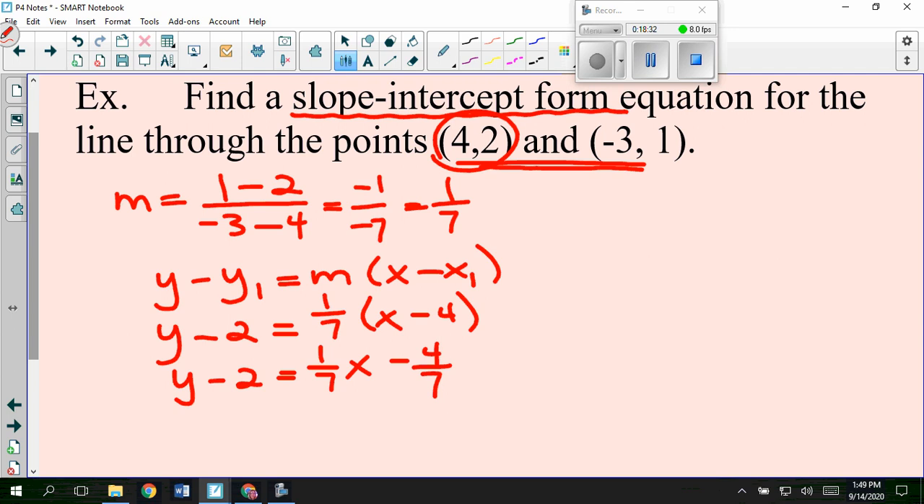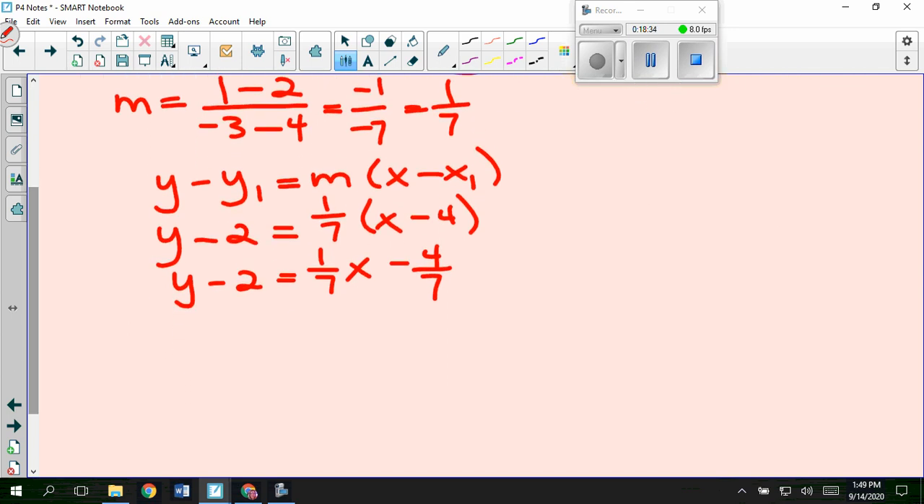And then my last little part, in order to get y equals mx plus b, I'll just add that 2 to the other side. And I get y equals 1/7x. And then here, again, I like to sometimes pause and reflect on the fact that we are taking some fractional work and adding it to a nice whole number or integer piece here.